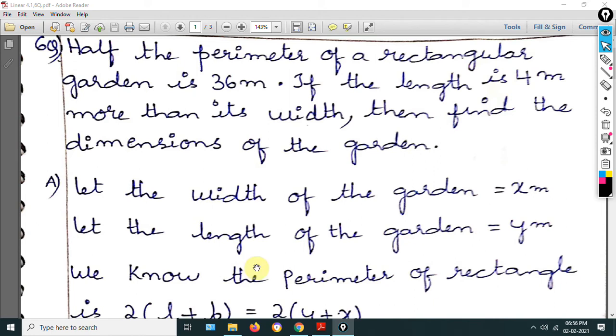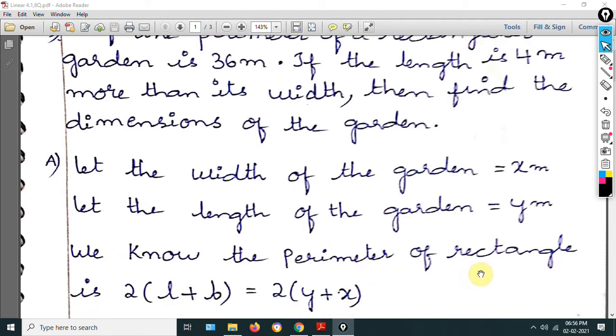Okay. So we know the perimeter of a rectangle is what? We know the formula, no? The perimeter of a rectangle is 2 into L plus B. This is the formula which we have learned in our 9th class, 8th class only. The perimeter of a rectangle is 2 into L plus B.